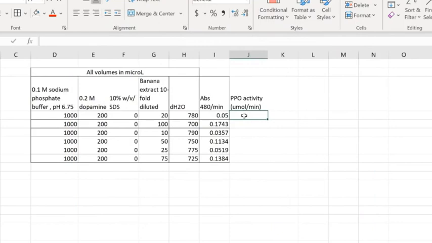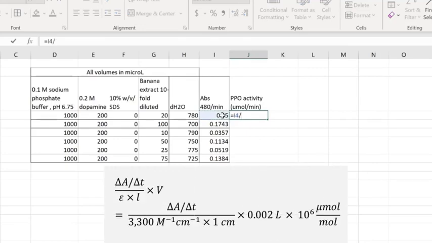The formula for the conversion is to take the absorbance change per time interval and divide that with the molar absorptivity value of the aminochrome, or 3,300 in units of 1 over molarity times 1 over centimeter. Then the 1 over centimeter will cancel out with the 1 centimeter cuvette path length, but you still need to consider the total volume of the assay, and the total volume is always 2 milliliter.